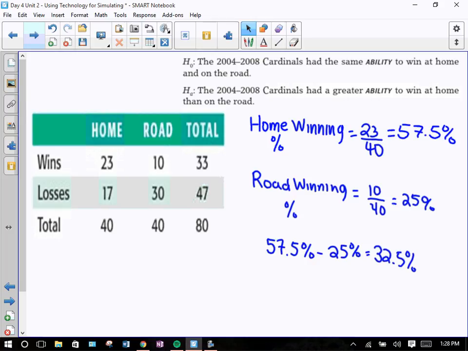In this case, it's home winning percentage minus road winning percentage, which is what we did here. Home winning percentage was 23 divided by 40 because it's the wins divided by the total. And then road winning percentage was road wins divided by the total. And then we subtracted that.